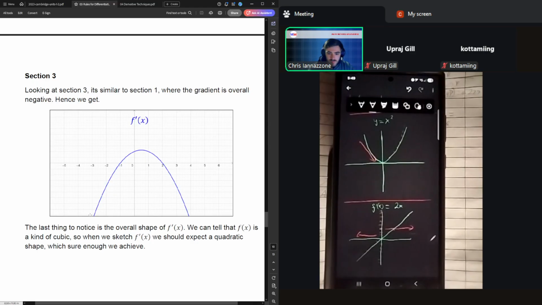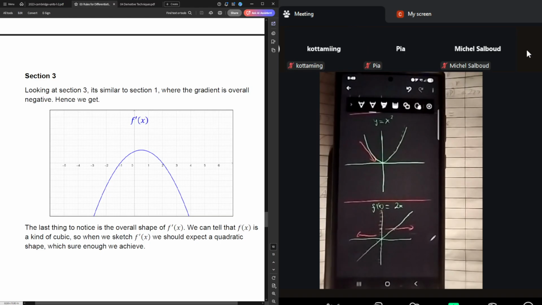That's how you can, broadly speaking, do it for any type of graph. Is it fair enough, that approach? Splitting it up into turning points and then looking at the overall gradients.